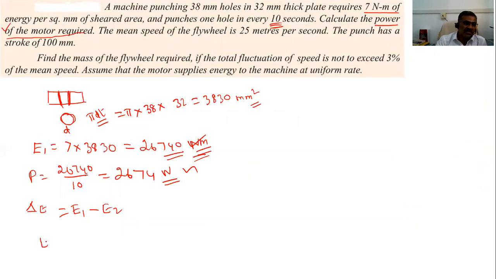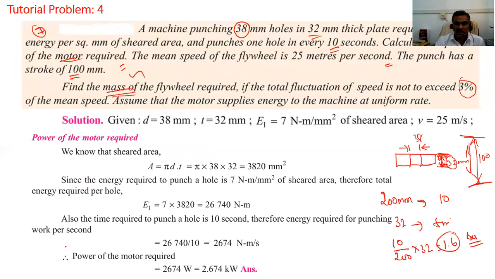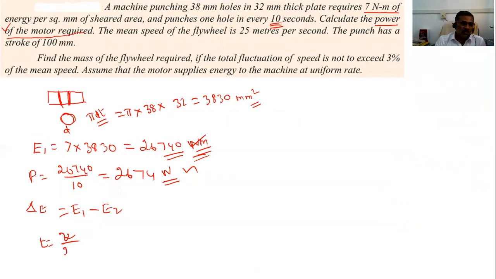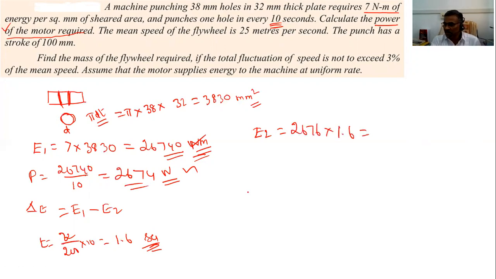Right? Punching time is equal to 32 divided by 200 into 10, that is 1.6 seconds. So now, what is the energy for 1.6 seconds that you have to calculate? That is E2. E2 is equal to power, we know, 2674 multiplied by 1.6. That will give the value of E2. That is 4278 Newton meter.